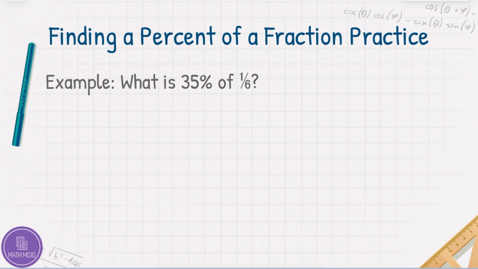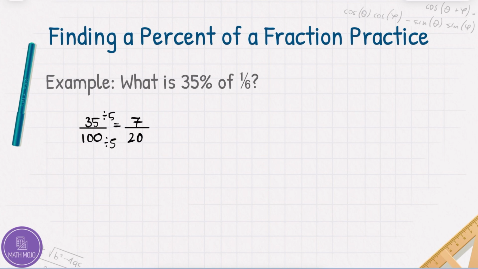Okay, what is 35% of 1 over 6? So let's start off by changing the percent to a fraction. So we get 35 over 100. And now we can simplify this further. We can divide by 5, which gives us 7. And then same thing for the denominator, divide by 5, which gives us 20.